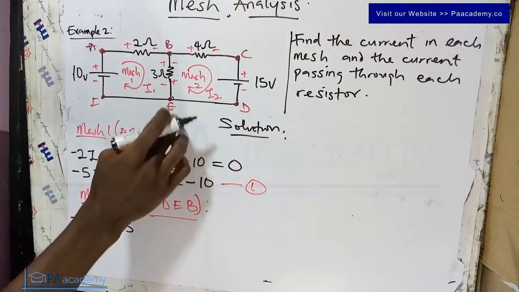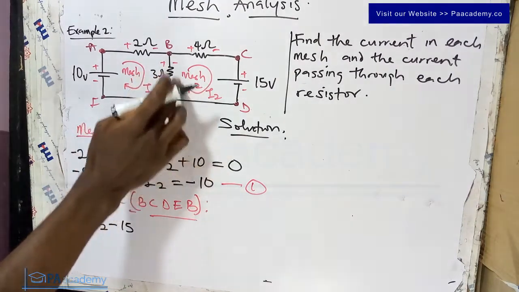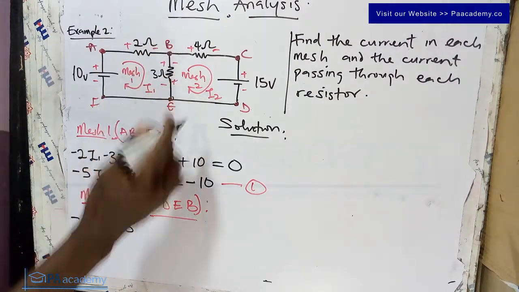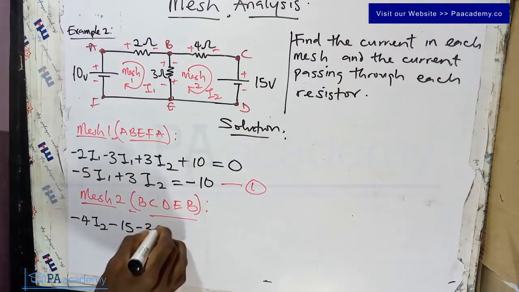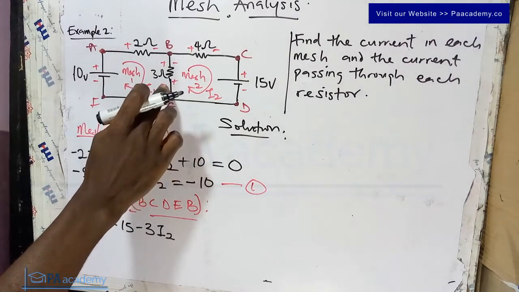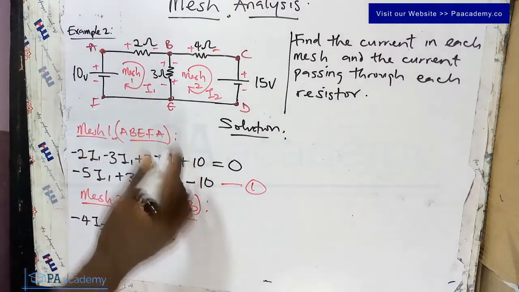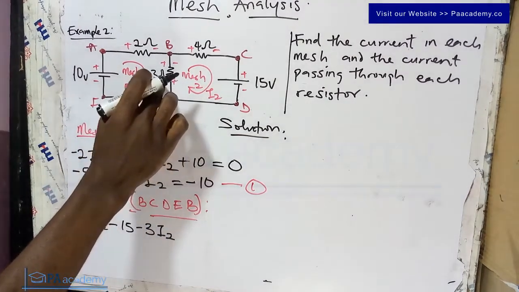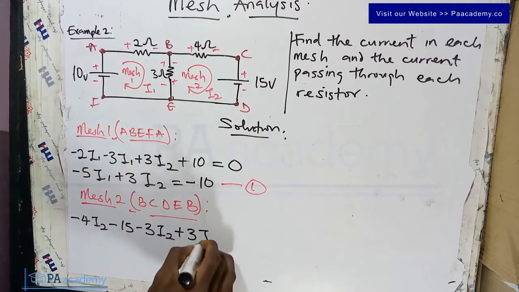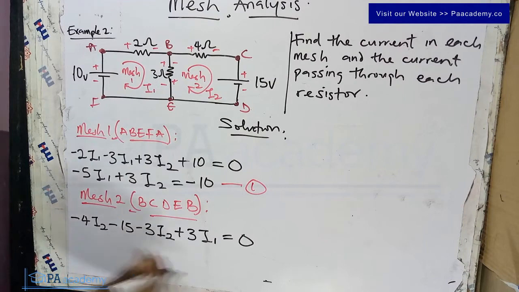Now from D to E, there's nothing there. From E to B, we have a 3 ohm resistor and a current of I2 passing through it. That is plus, minus, so that will be minus 3I2. We also have plus or minus because of I1, that will be from minus to plus, so that will be plus 3I1 equals 0.